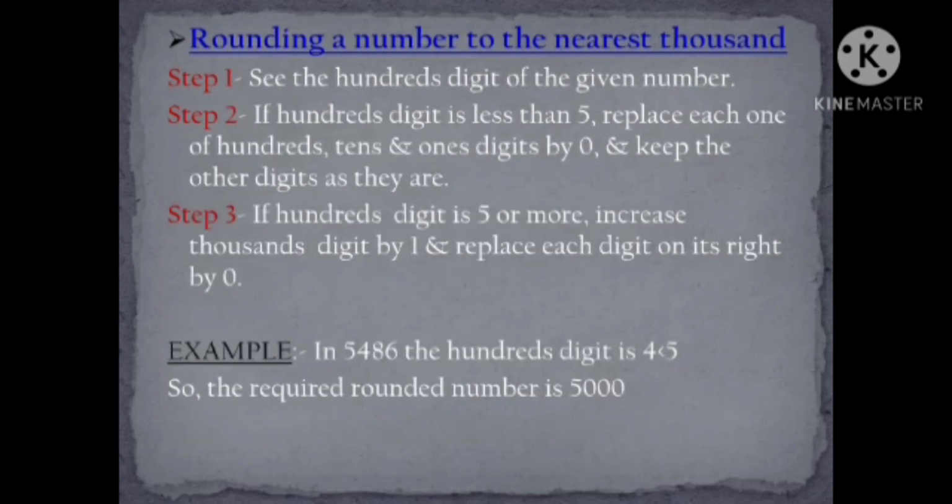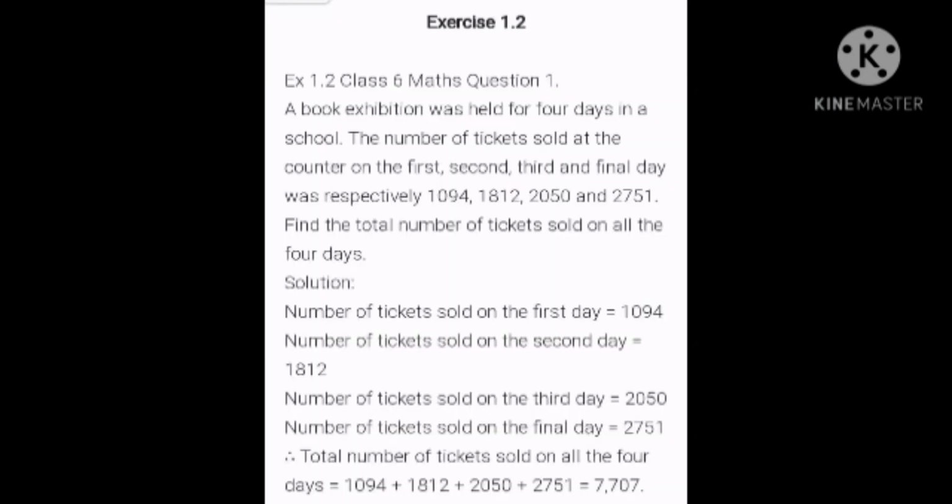Rounding a number to the nearest 1000. See the hundreds digit of the given number. If it is less than 5, replace each of the hundreds, tens and ones by 0. If it is more than 5, increase thousands digit by 1 and replace the rest by 0. For example, 5486. The hundreds place is 4, which is less than 5. So required rounded number is 5000. So if it is less than 5, you replace each of hundreds, tens and ones by 0. So it is 5000. Now let us see exercise 1.2.